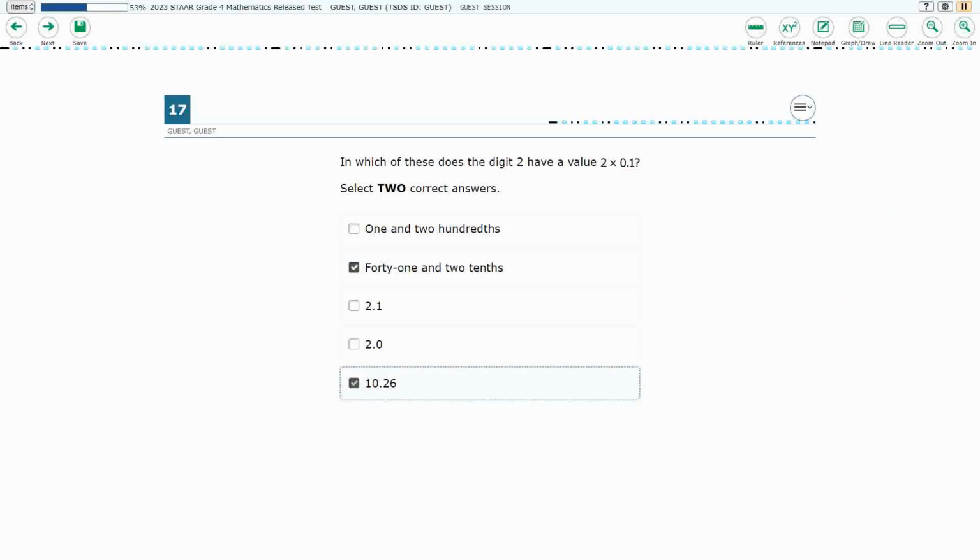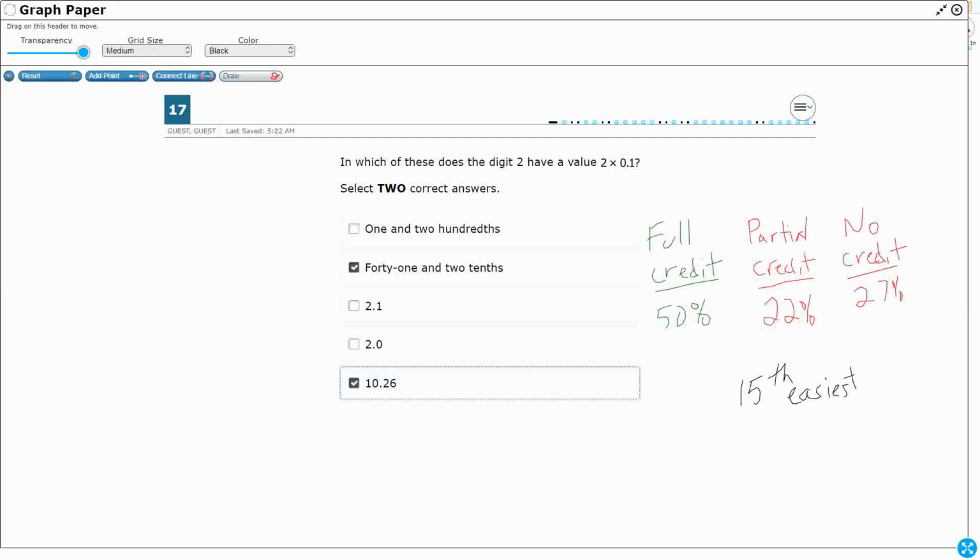Let's see how we did across the state of Texas. So this question was kind of in the middle of the pack, 15th easiest out of a 32 question test. And we see though that we only had 50% of our students get both points, full credit. And we had another 22% get at least 1 point. So you add those two together, right? You get 72%. Not bad.